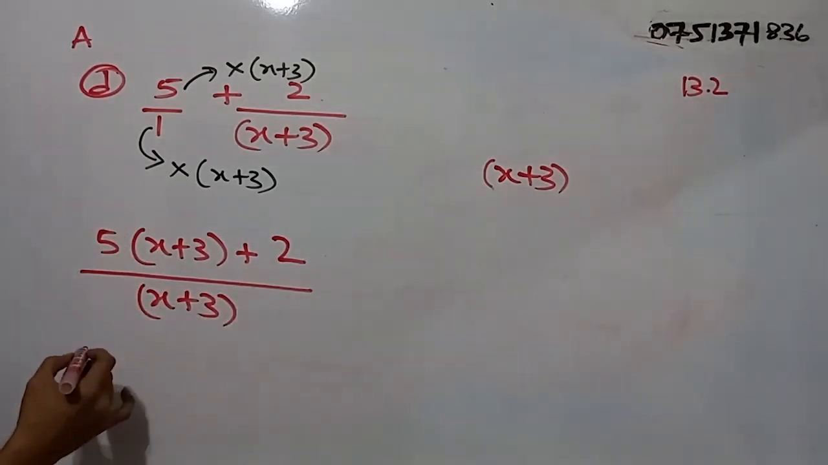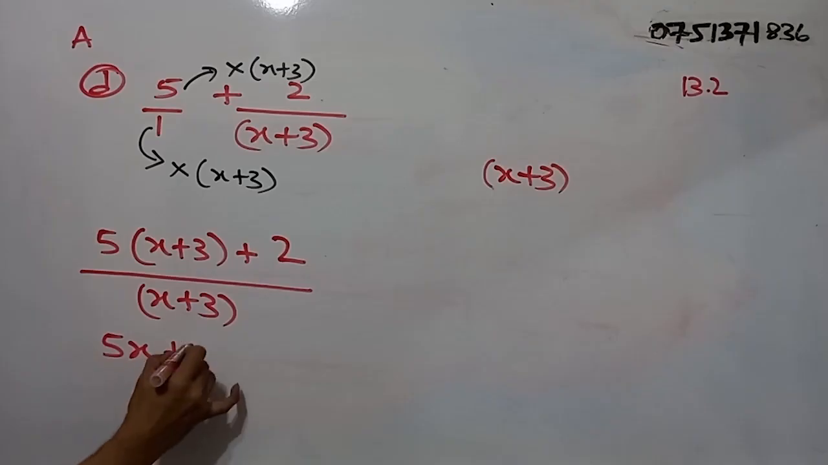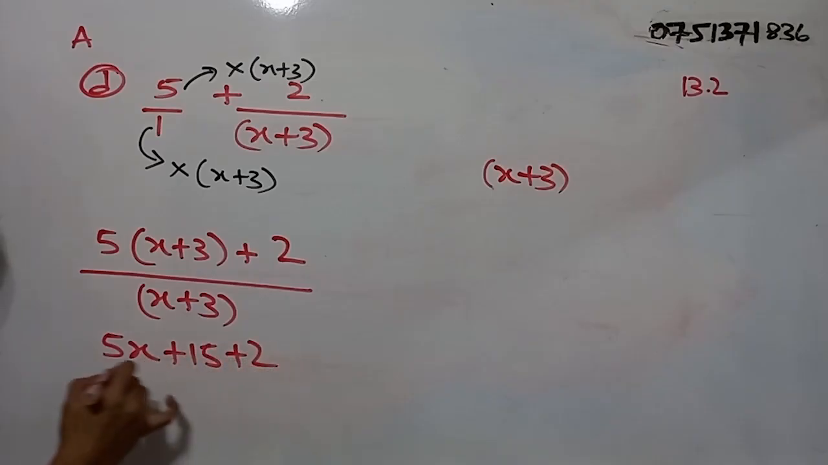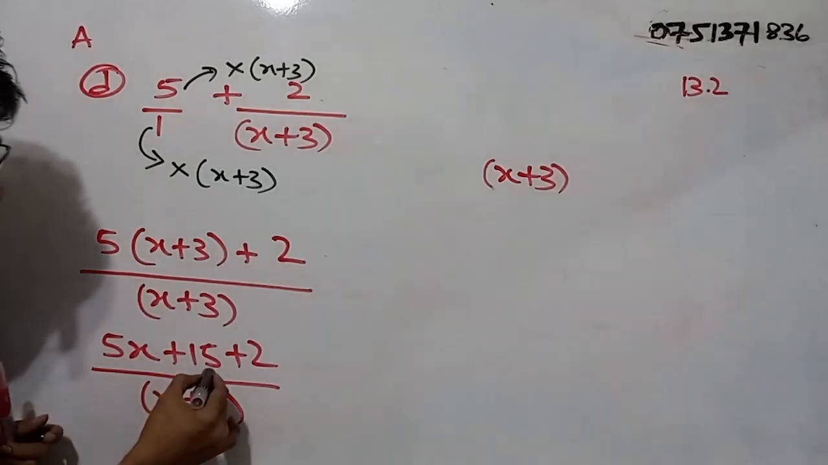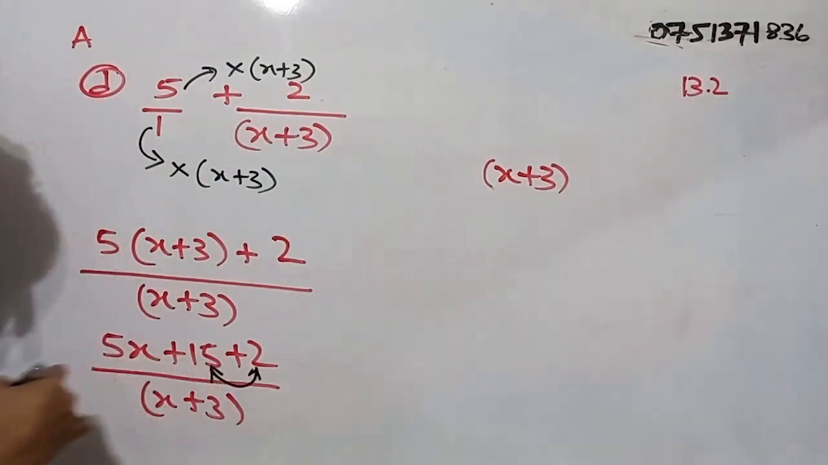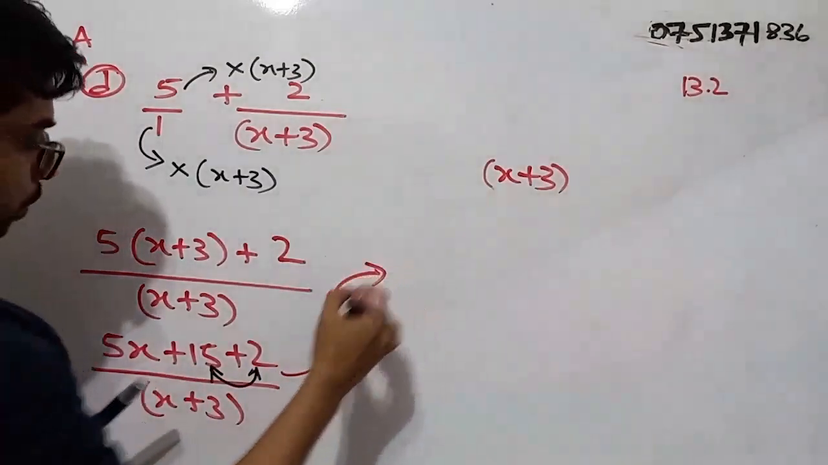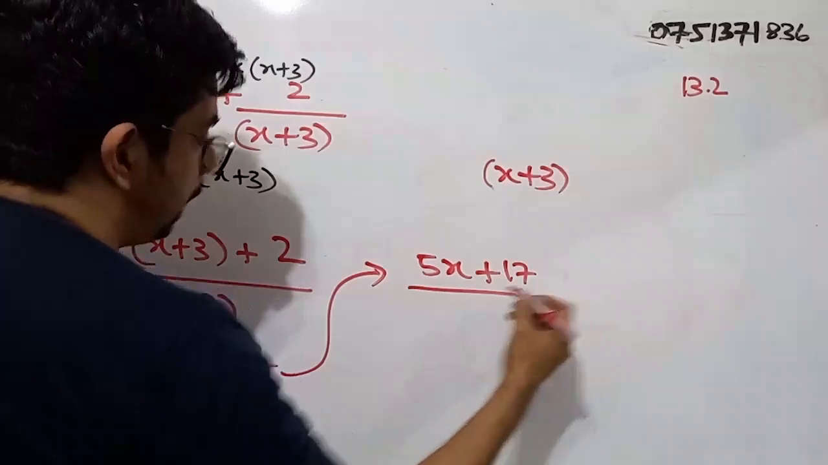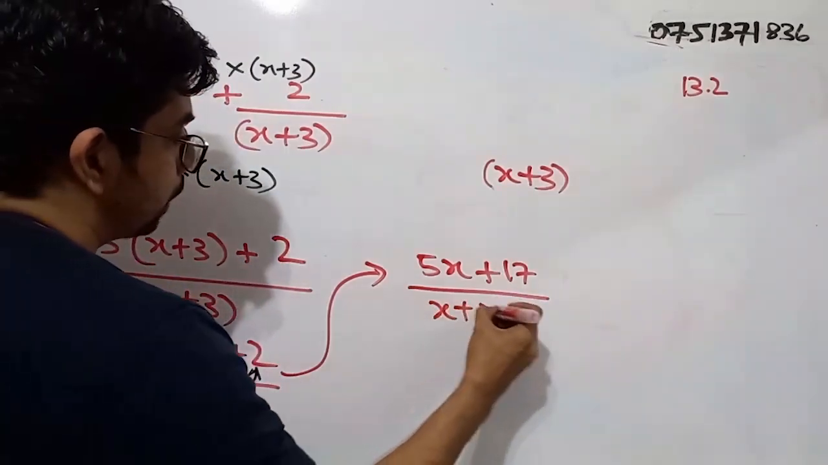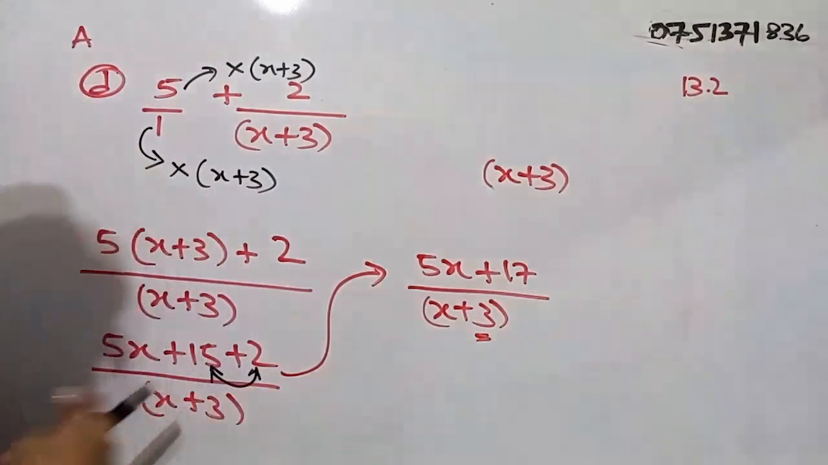Okay. So now we will simplify the brackets. We have 5x plus 15 plus 2. Entire expression divided by x plus 3. Okay. Right. So we can simplify these two numbers a bit more, right? So I will continue over here. So we have 5x plus 17 entire expression divided by x plus 3. So this is the answer.